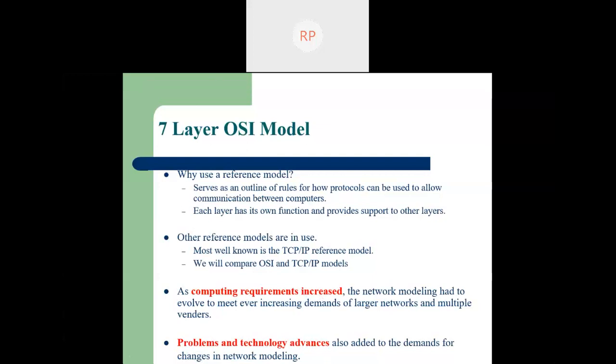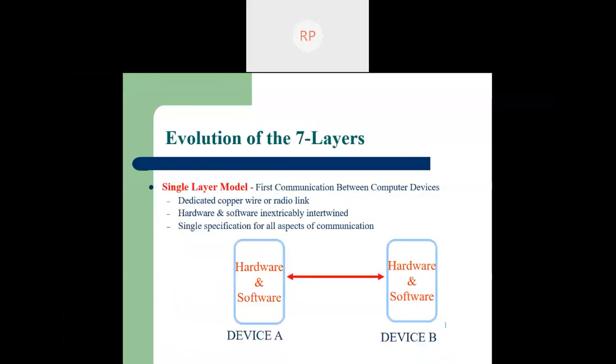Okay, so next, we will discuss the evolution of the 7 layers one by one. First one is the single layer. First, communication between computer devices. You have to use a dedicated copper wire or radio link. Hardware and software are intertwined here. This is device A, this is device B, and there is a single specification for all aspects of communication. So this is the single layer model.